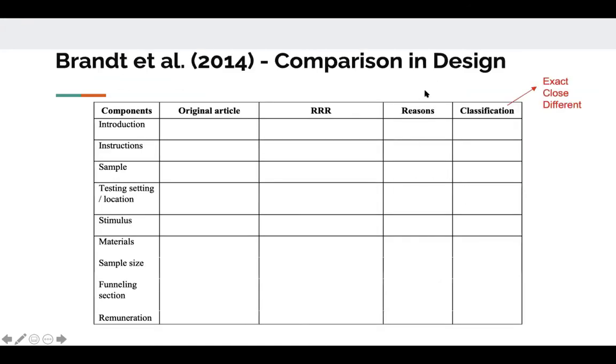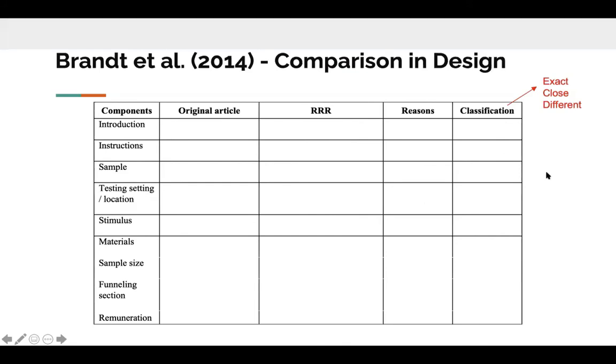So do use Brown et al.'s comparison for design. So the components do cover the introduction, the instructions, the sample, the testing setting / location, the stimulus, materials, sample size, funnel section, and remuneration. As you can see from columns, it highlights the original article, the RR, reasons for design differences, and there's a classification. For classification, you can choose from 3 categories. It's either exact, close, or different.